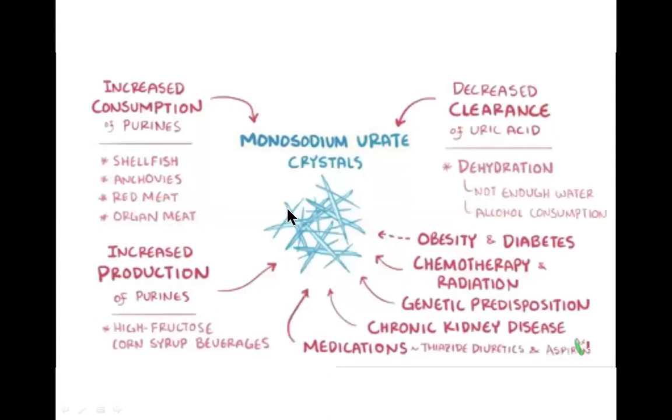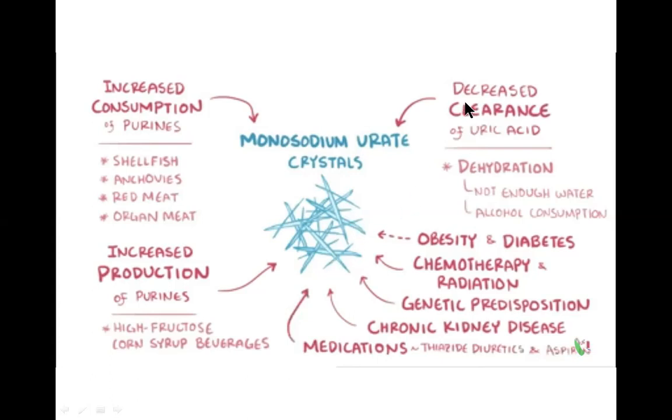Now let's understand the causes of why these crystals are formed. This usually happens because of increased consumption of purine containing foods, like shellfish, anchovies, red meat, and organ meat. Monosodium urate crystals are also formed due to increased production of purines. This happens because of more intake of beverages containing high fructose corn syrup. Regularly taking these will also increase the uric acid level in the blood.